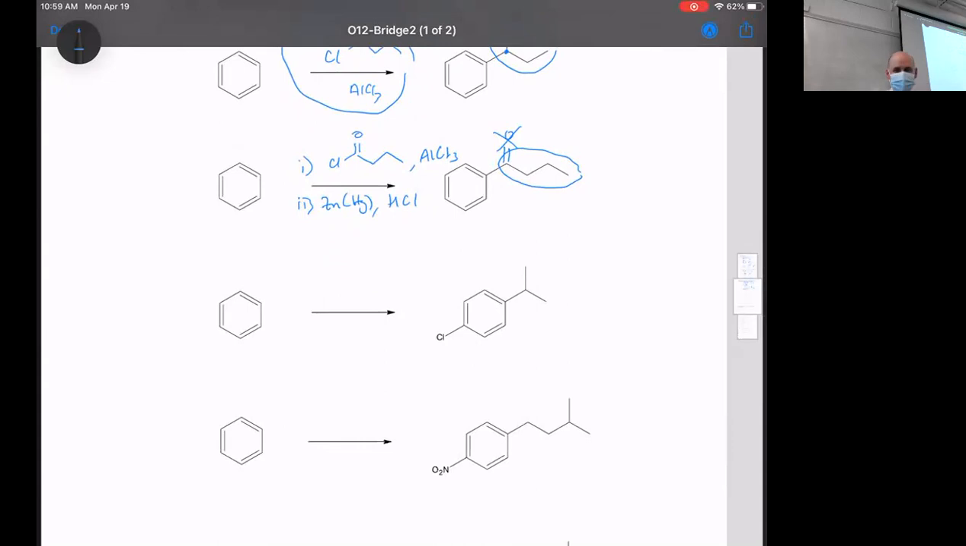Yes, the chlorine is deactivating. So if you put the chlorine on first, it would technically be para-directing, but putting on an alkyl group won't work if there's a deactivating group on there already. Great, great. So how do you attach this thing?